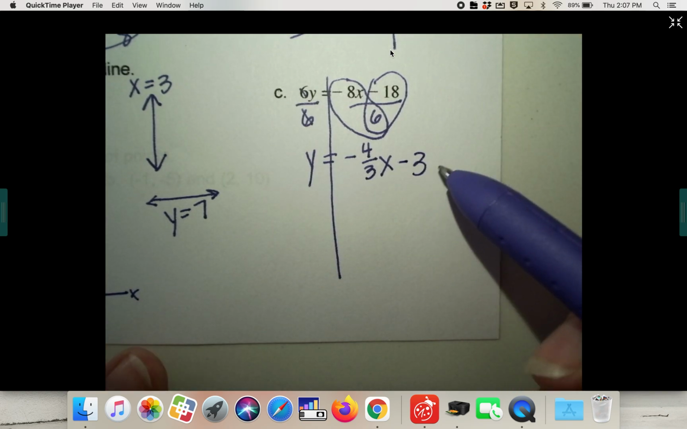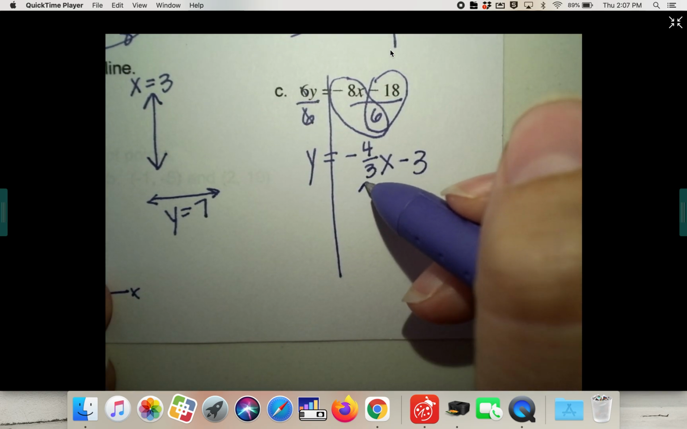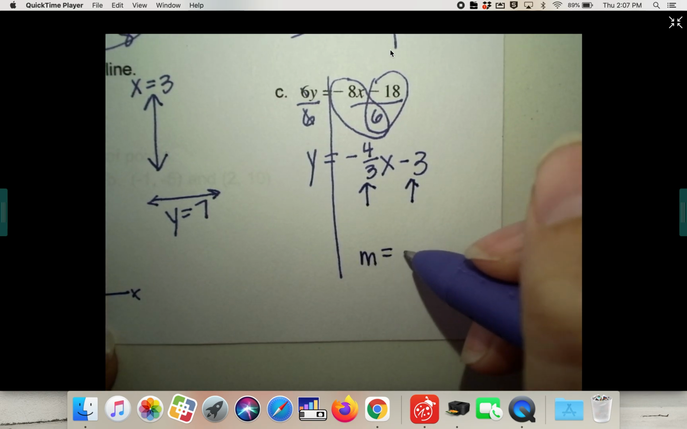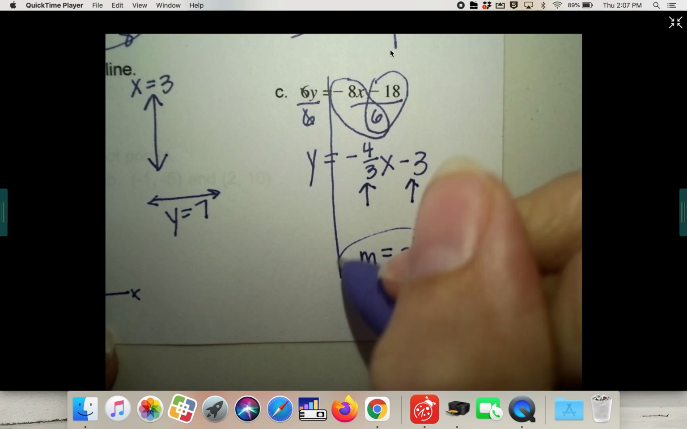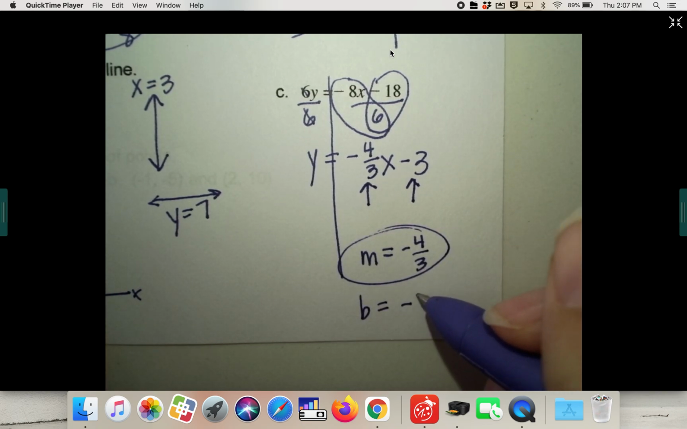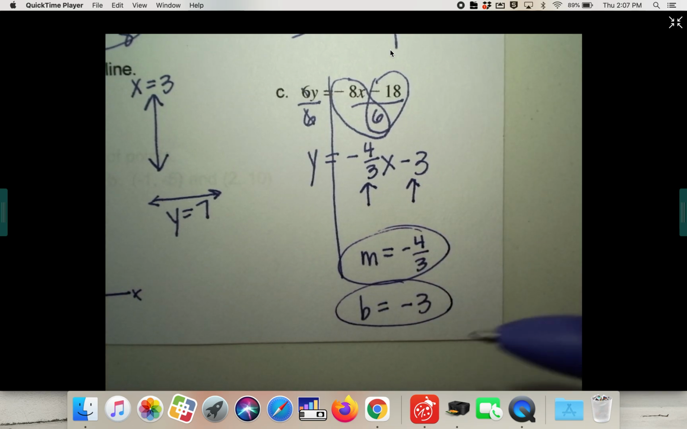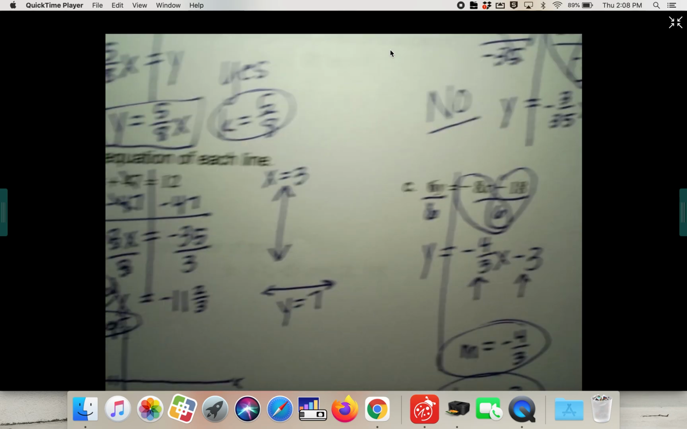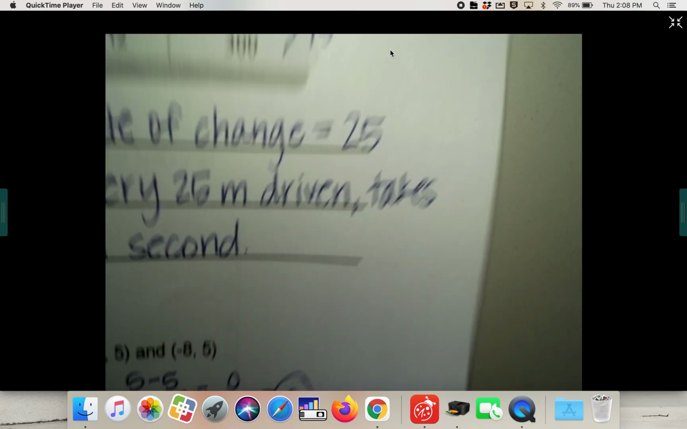So now that this is in slope-intercept form, I can see this is my slope and this is my y-intercept. So the slope is negative 4/3 and the y-intercept is negative 3. This will be a lot more likely to be seen on your quiz. So study C and A. Those are the two on these that you would really need to know. All right, flip the paper. Let's go onto the back real quick, the last few questions.